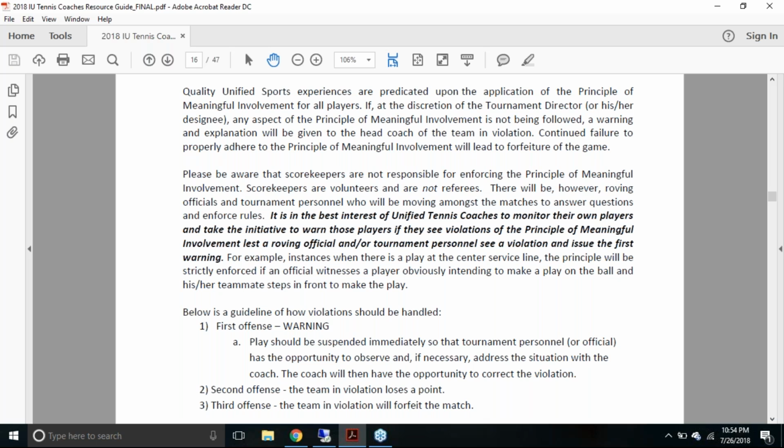Continued failure to properly adhere to the principle of meaningful involvement will lead to forfeiture of the game. As I said just a moment ago, please be aware that scorekeepers are not responsible for enforcing this principle. Scorekeepers are volunteers and not referees.